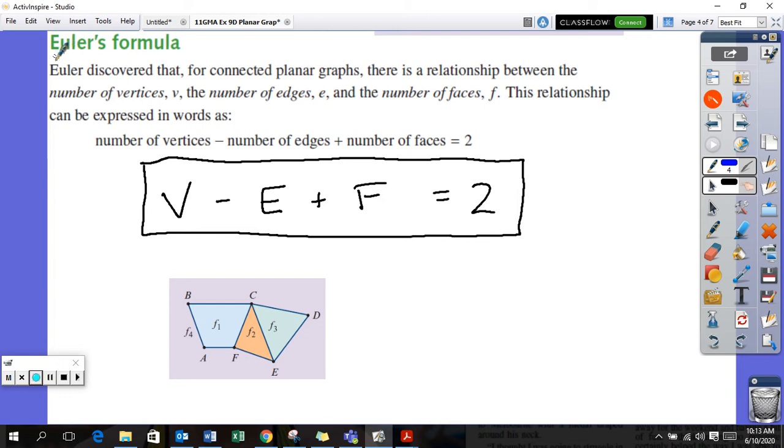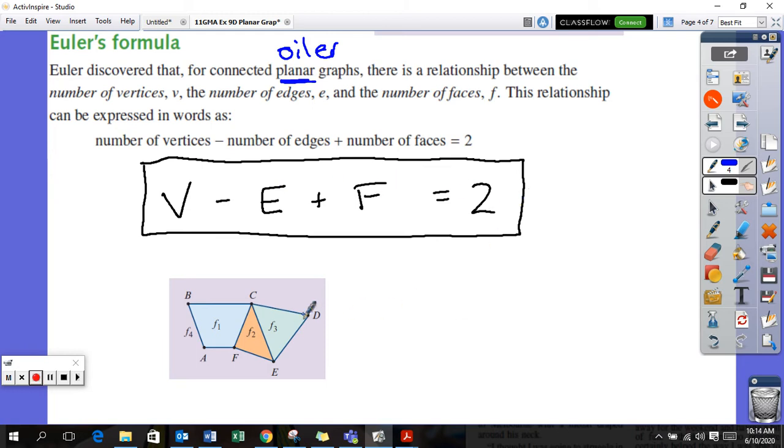Okay, here we're going to introduce Euler's formula. E-U-L-E-R. We actually pronounce it Euler. So Euler's formula. Euler discovered that for connected planar graphs, there's a relationship between the vertices, the edges, and the faces. Okay, so this is only for planar graphs. So the number of vertices minus the number of edges plus the number of faces is always equal to a constant 2. Okay, so V minus E plus F equals 2.